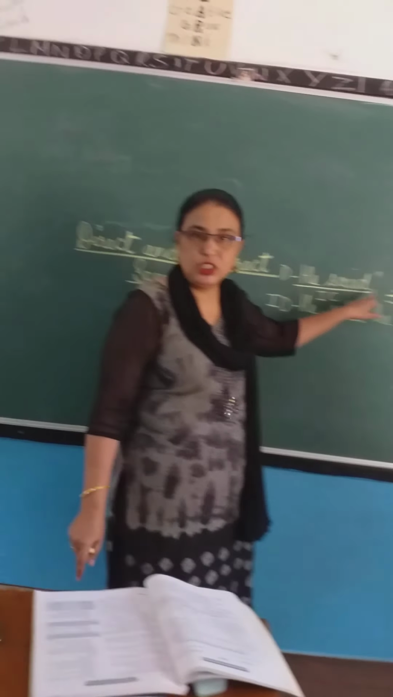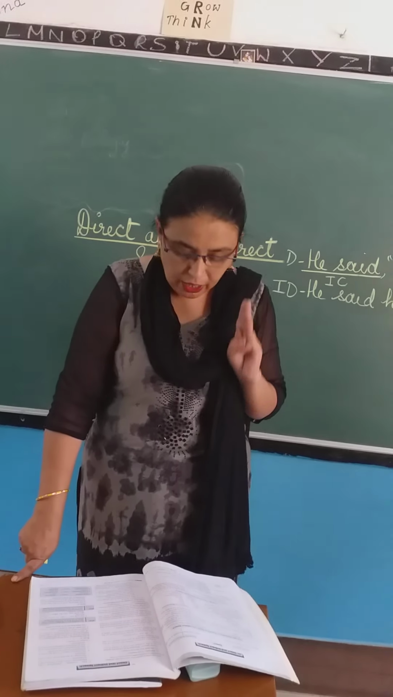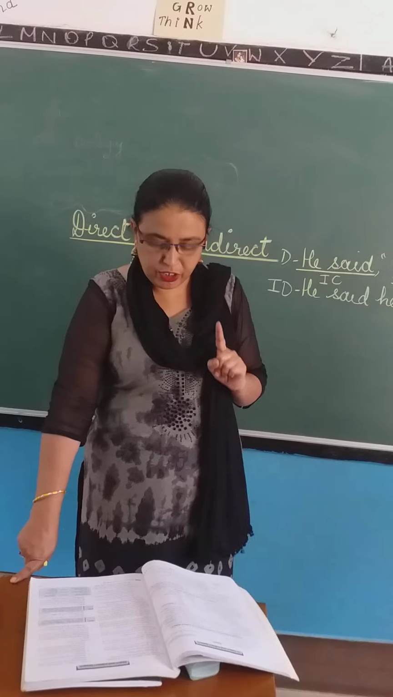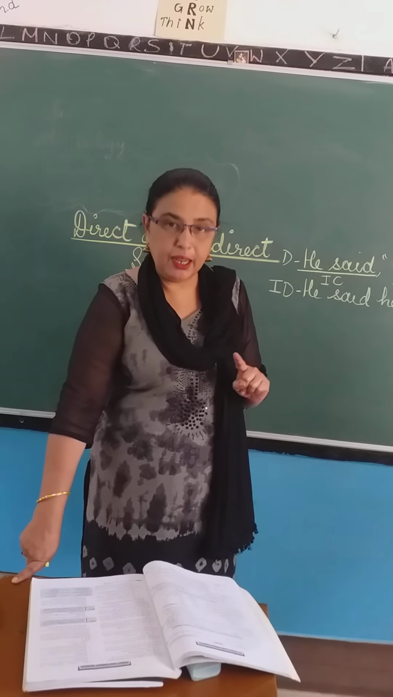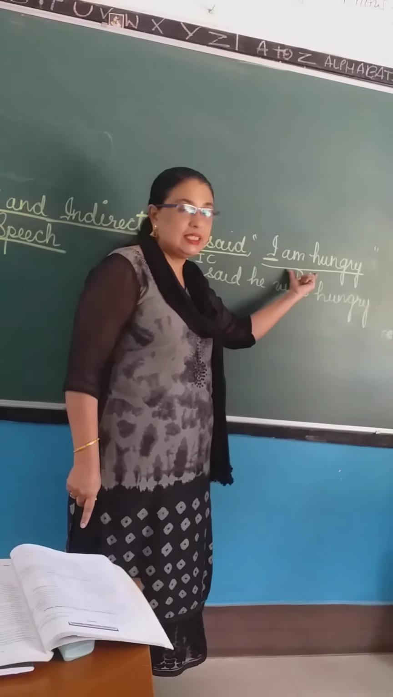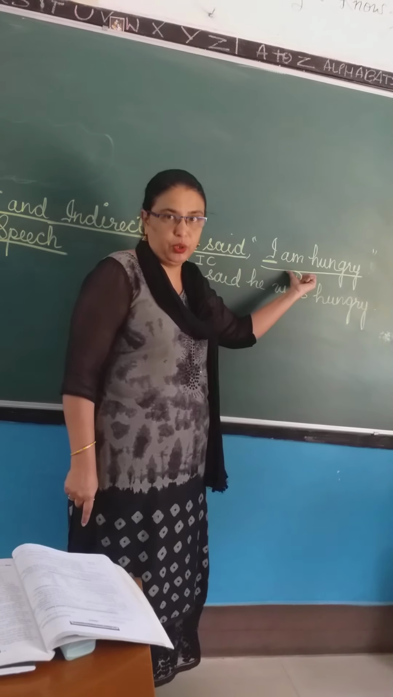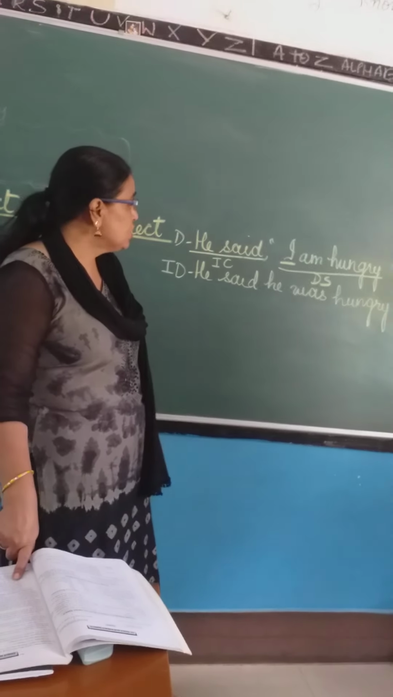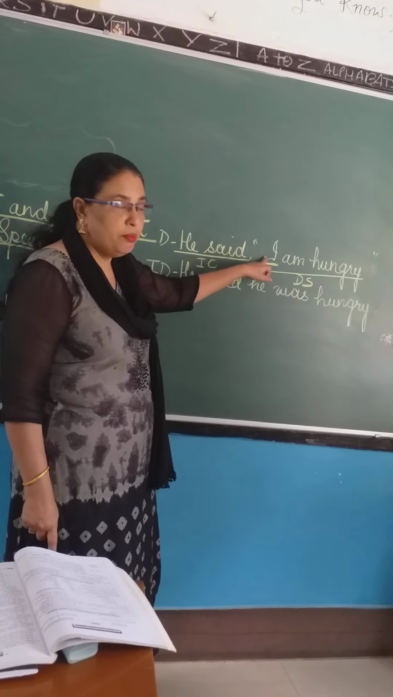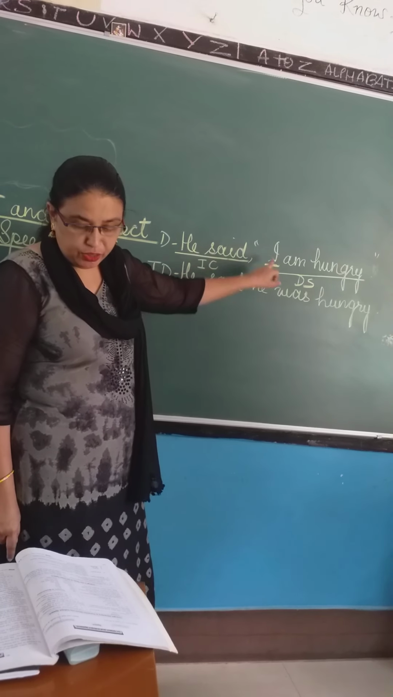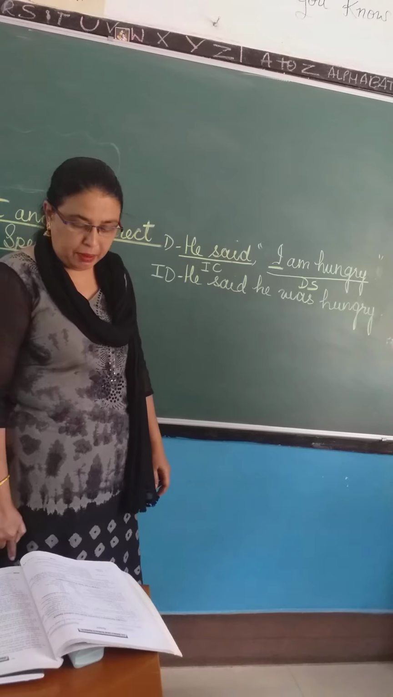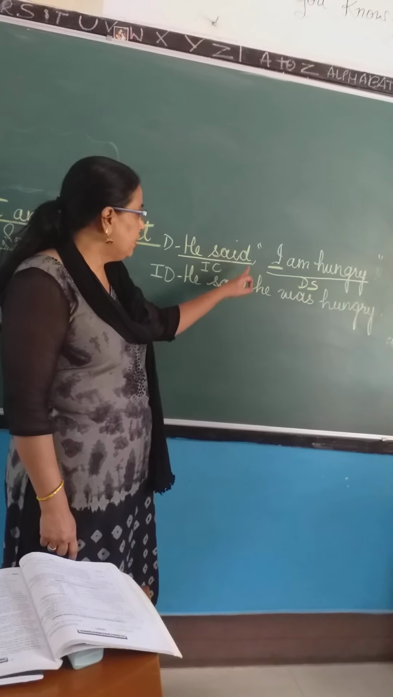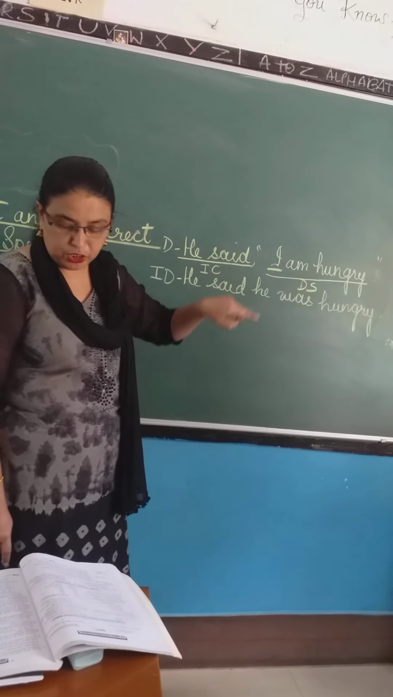Inverted commas are different and this comma is different. Once again I will repeat, children, all three points of direct speech. First, the exact words of the speaker are put within the inverted commas. So this is the exact word the speaker has spoken, so I put it in inverted commas. Second, the first word of the direct speech will be in capital letters. And third, the direct speech is separated by a comma from the introductory verb.